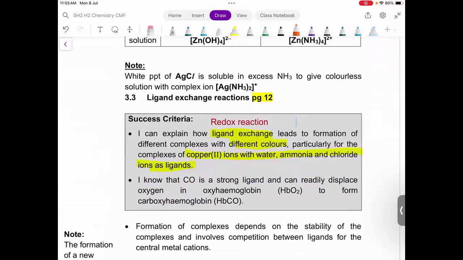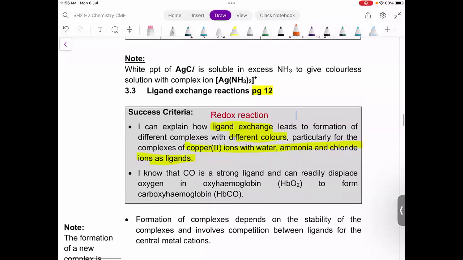In relation to transition metal chemistry, you need to know how to identify the different types of reactions that it can take part in. There are 2 kinds of reaction that TM can take part in, and it will result in color change. Let's look at the first bullet, success criteria. I can explain how ligand exchange leads to different colors observed, and particularly for copper-2 ions with water, ammonia, and chloride as ligands. Can?